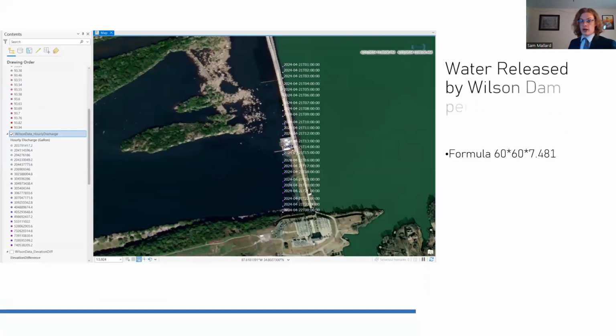Then I wanted to figure out how much they released per hour in gallons. So the formula was 60 times 60 times 7.481. There are 60 seconds in a minute, and 60 minutes in an hour, and that is the hourly. And then 7.481 is just how many gallons are in a cubic foot of water.